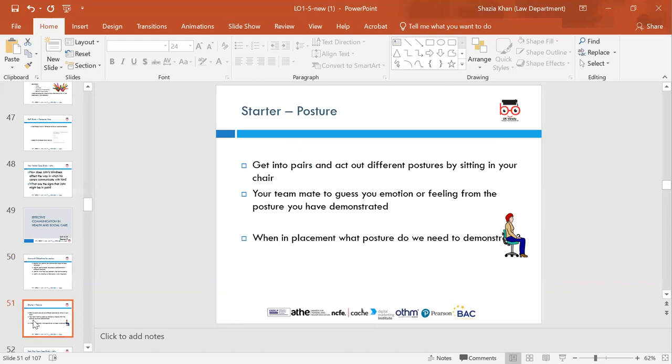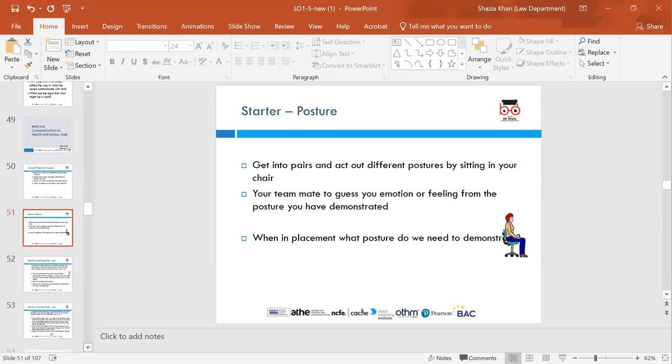So, starting with posture, get in pairs and act out different postures by sitting in the chair. Your teammate guesses your posture or how you feel from the posture you have demonstrated. When in the placement, what posture do you need to demonstrate? So it's so important in regards to your posture.